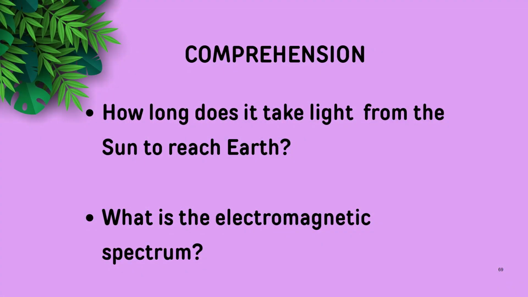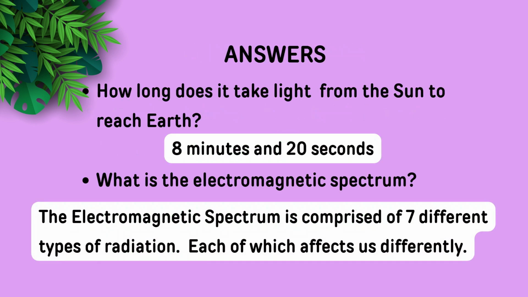How long does it take light from the sun to reach Earth, and what is the electromagnetic spectrum? It takes 8 minutes and 20 seconds for light to reach the Earth from the sun, and the electromagnetic spectrum is comprised of 7 different types of radiation, each of which affects us differently.